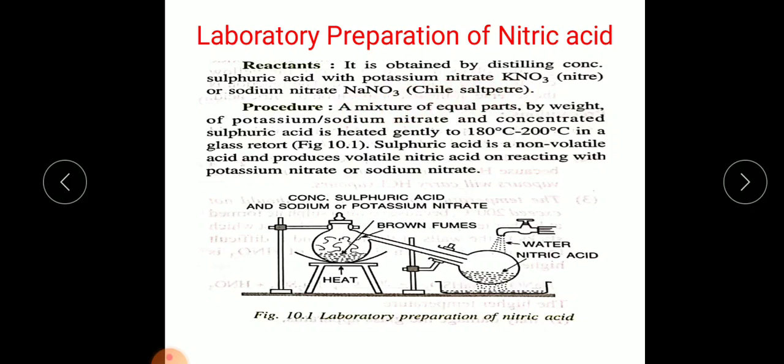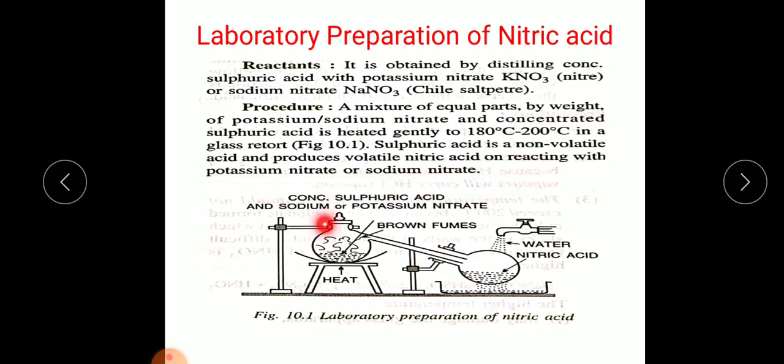Okay. Now, the procedure: a mixture of equal parts by weight of potassium or sodium nitrate and concentrated sulfuric acid is heated gently to 180 degrees Celsius to 200 degrees Celsius in a glass retort. Sulfuric acid is a non-volatile acid and produces volatile nitric acid on reacting with potassium nitrate or sodium nitrate.